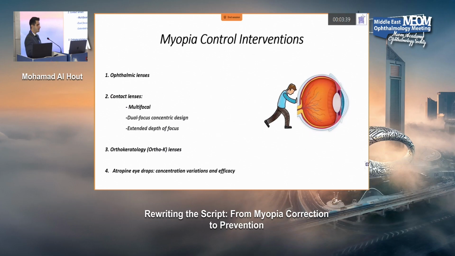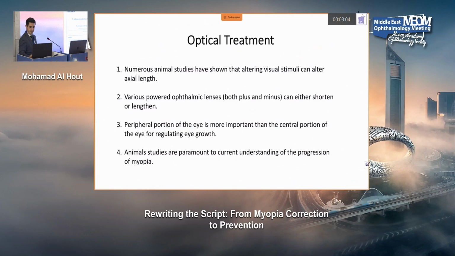To be honest, we are blessed to work in a country where we have all the interventions available for myopia management. So what are the interventions? We surely have the ophthalmic lenses, the next generation ophthalmic lenses. Now we also have contact lenses. We all know the multifocal contact lenses, dual focus concentric designs. And now we have newly introduced the extended depth of focus contact lenses that will correct and treat myopia. We have the famous Ortho-K, and last but not least, we have the pharmaceutical agents like atropine.